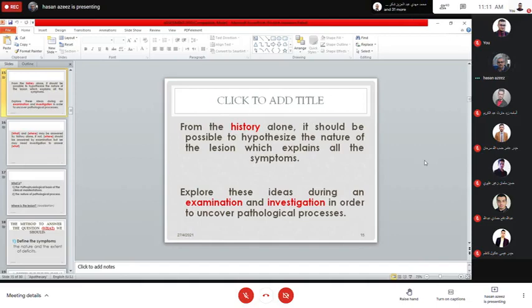When we have a hypothesis of the nature of the lesion, for example, this is a vascular lesion, this is a neoplastic lesion, this idea is explored during examination and investigation in order to uncover the pathological process. So each step in evaluation, history, then examination. I don't believe in burning steps.